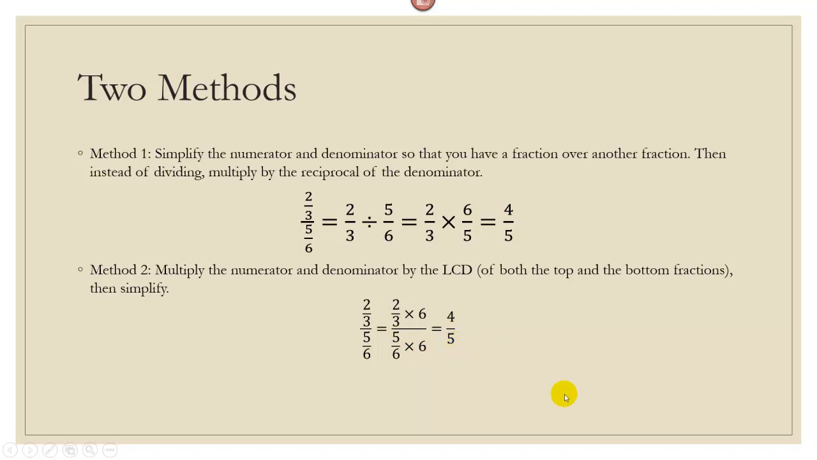All right, so let's explore some harder examples. And again, either method will always work. It's a matter of choice. But often you'll want to choose a method that looks simpler. In other words, I prefer method one when I have a single fraction over another single fraction, and I prefer method two in every other situation. But it's really just a matter of choice.